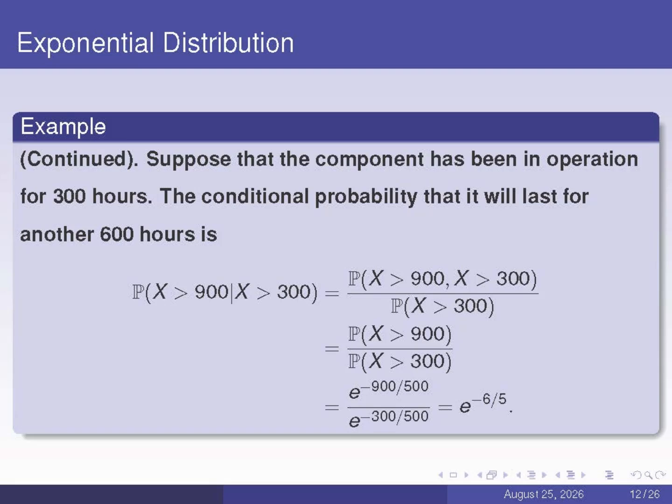Suppose that the electronic component has been in operation for 300 hours. The conditional probability that it will last for another 600 hours is shown in line 4, where the equality follows from the definition of conditional probability. The numerator in the second to last line considers the intersection of the events in the previous numerator, that is, the intersection of events occurring simultaneously. By applying the mathematical expression from the last line of the previous page, the desired probability can be calculated.